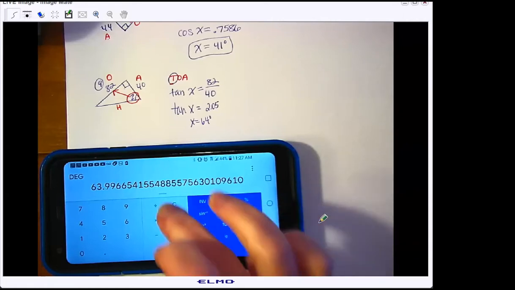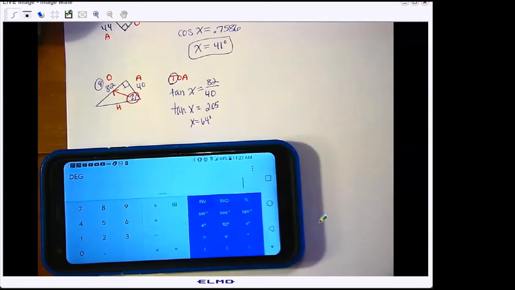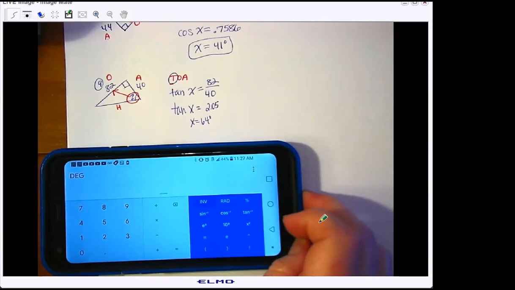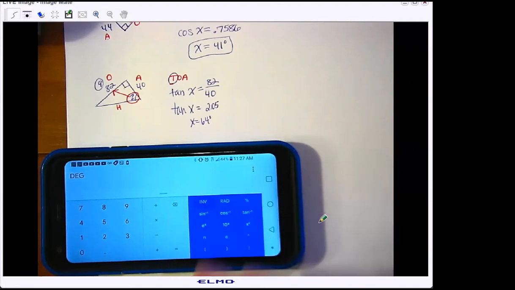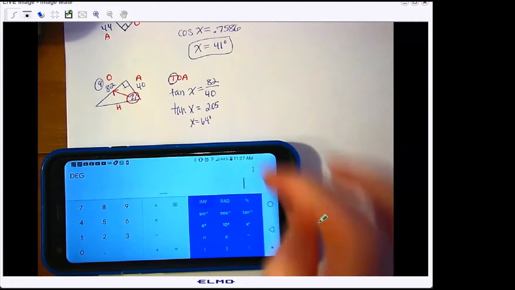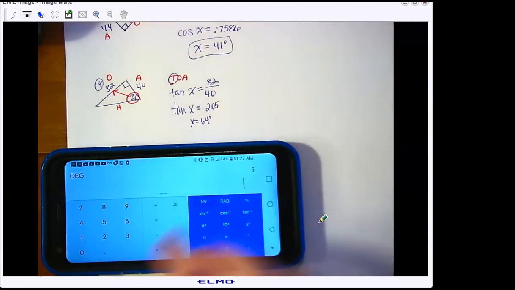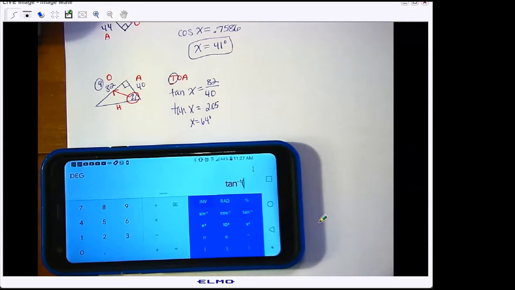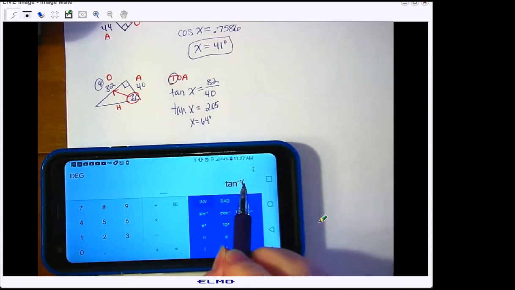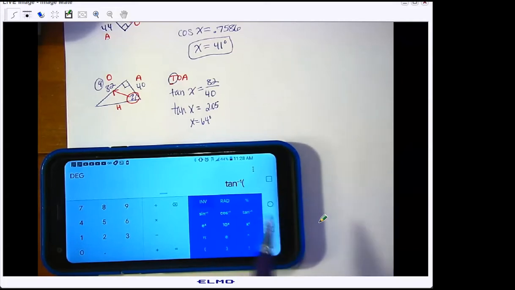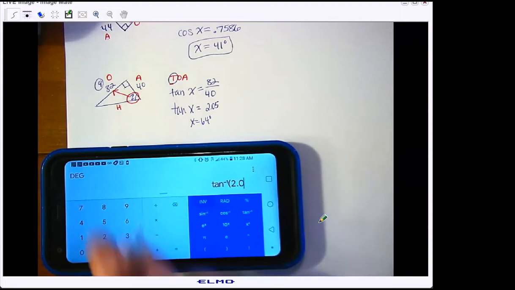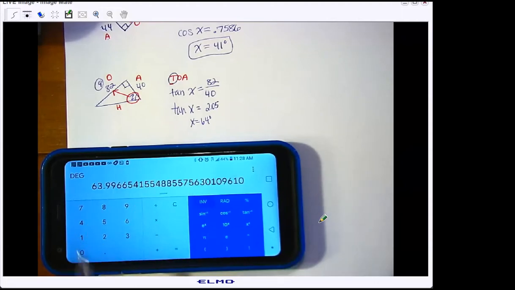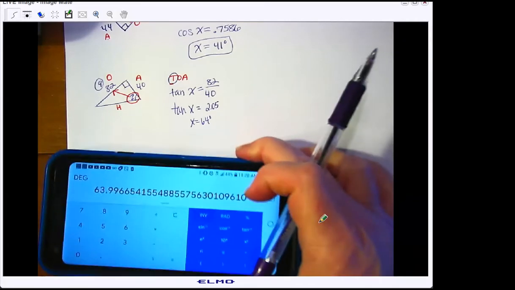Okay, so let me do that again, just for people that may still be working on it. After I get my 2.05, I'm going to divide those. I'm going to hit inverse tangent, and it needs to have the -1, because that's my second or inverse shift. And then I'm going to put in my decimal, 2.05, and hit equals. And ask myself, is that a 63 or a 64? And so it was 64.